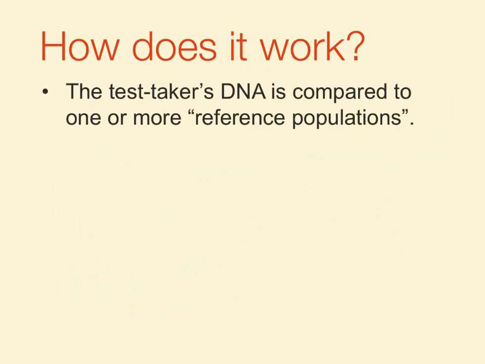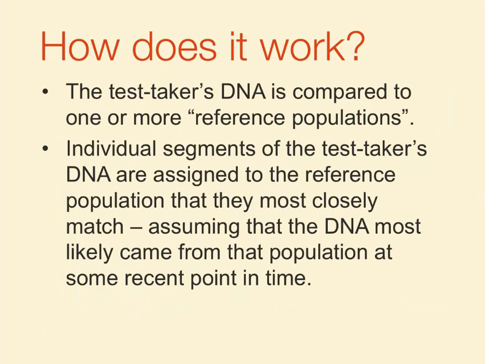So how does it work? The test taker's DNA is compared to one or more reference populations. And the individual segments of the test taker's DNA are assigned to the reference population that they most closely match. So the assumption with this process is that the DNA most likely came from that population at some recent point in time. Generally in the last, say, 200 to 300 years is kind of the resolution that these tests will be examining.